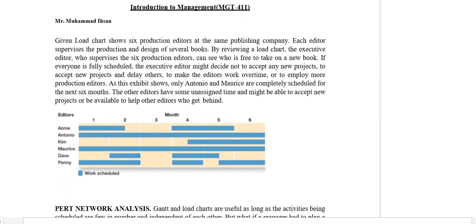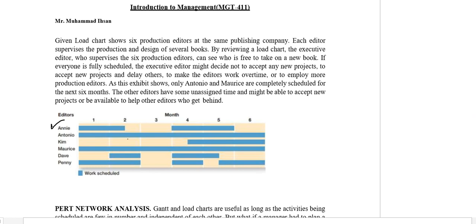So here we have written different employees: number 1, 2, 3, 4, 5, 6, Annie, Antonio, Kim, Morris, Dave, and Penny. On the other hand, we have a 6 months duration, and the blue bars show us the engagement or the busy schedule of the employee. So Annie is busy in the first month and half of the second month. Annie is free from half of the second month till the third month is complete, and then Annie is busy again in the fourth and fifth month, and Annie is free in the 6th month. So this is the way we have managed the load of our employee, and the name of the employee is Annie.